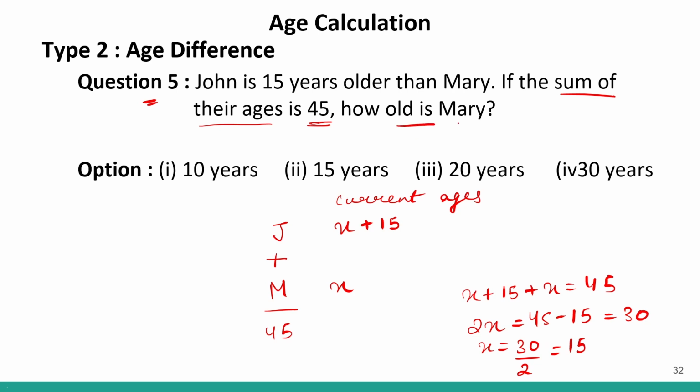Now we have to find the present age of Mary. So Mary's present age is x. So x is equal to 15. So Mary's present age will be 15 years, which is given in option number 2. So option number 2 will be your correct answer to this question. Clear? So this is how you get questions on age difference.